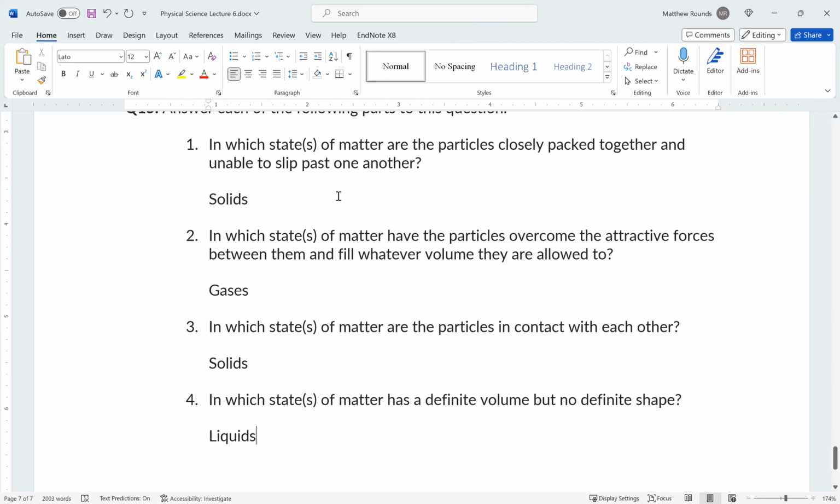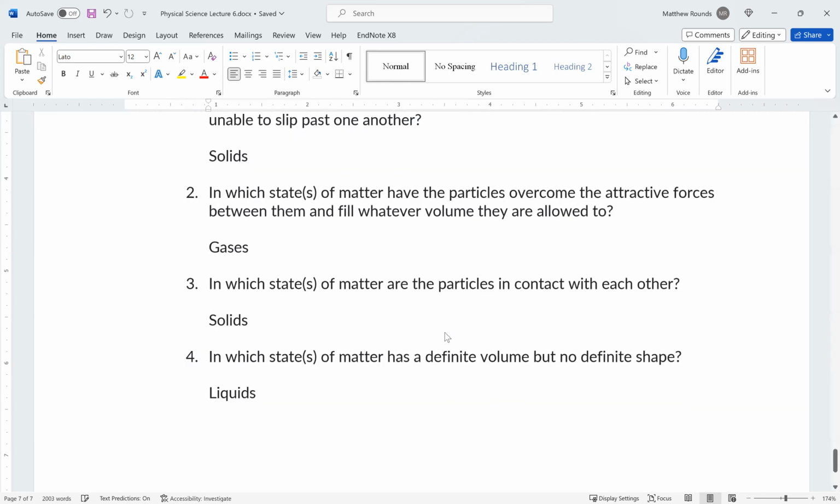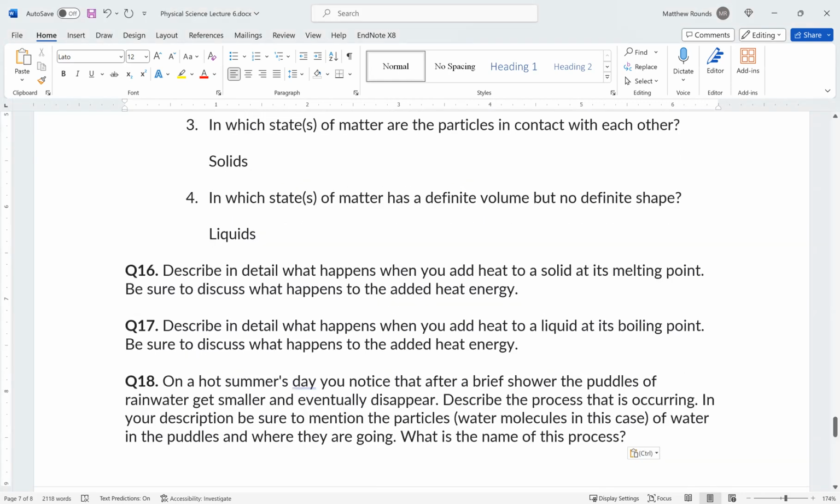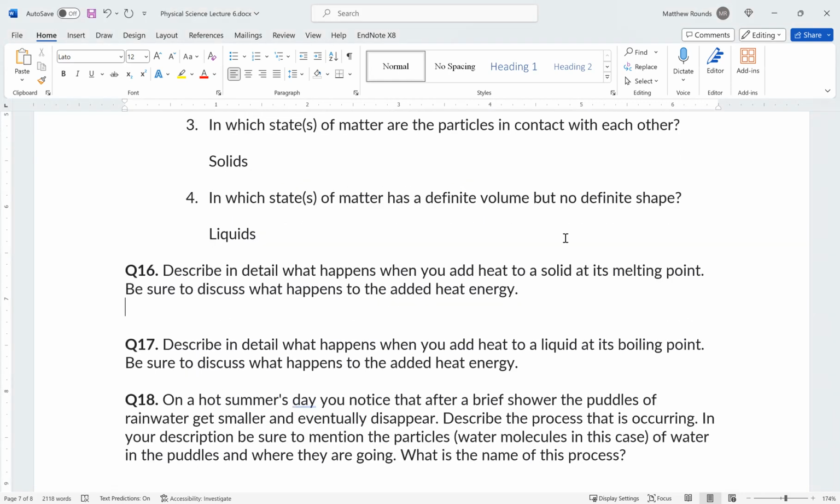Okay, I feel like I should maybe double check here. The only thing that I know is there's more. Oh boy, it's three more. I thought we were done with this. Describe in detail what happens when you add heat to a solid at its melting point.